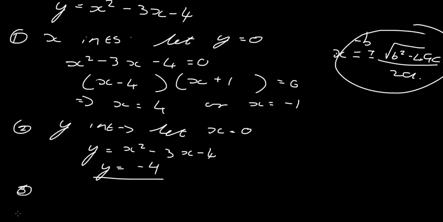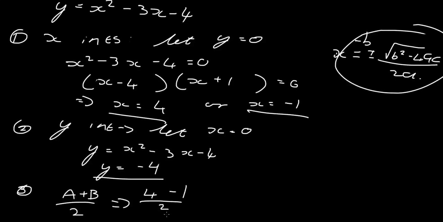Step 3, the axis of symmetry. So remember, we can call these values a and b. So we take a plus b over 2. So 4 minus 1 over 2 equals 3 over 2.